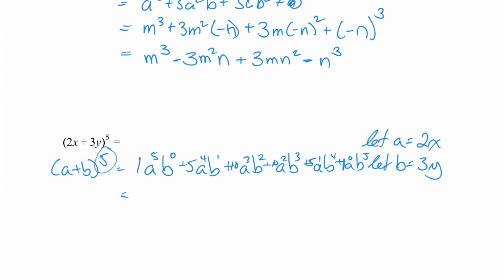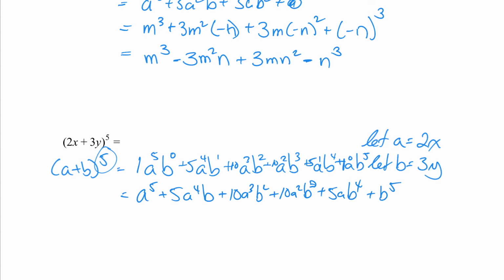Now let me simplify this. So this is going to be a to the power of 5, plus 5a to the power of 4 b, plus 10a cubed b squared, plus 10a squared b cubed, plus 5ab to the power of 4, plus b to the power of 5. Now we replace our values back in for a and b.